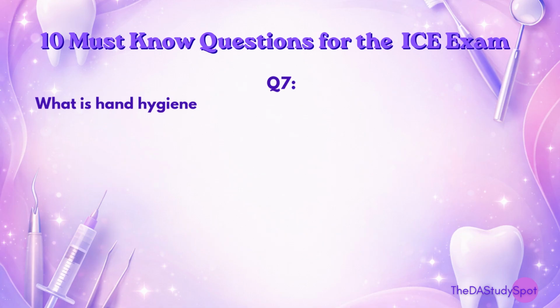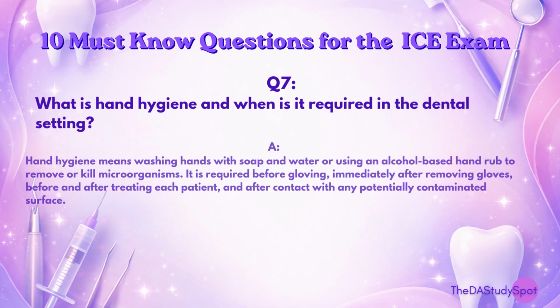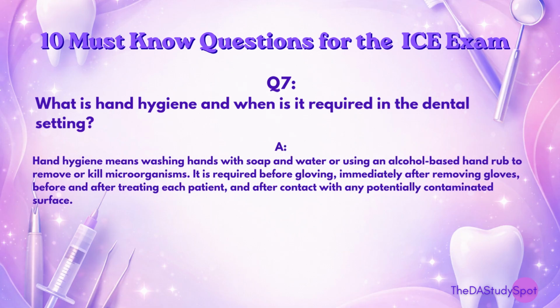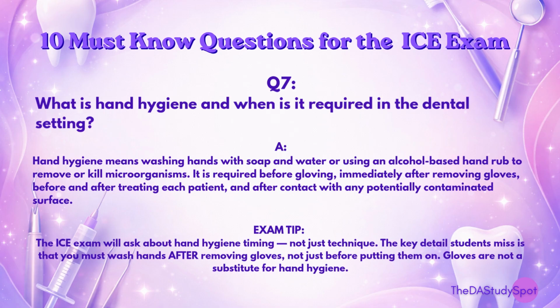Question 7. What is hand hygiene and when is it required in the dental setting? Hand hygiene means washing hands with soap and water or using an alcohol-based hand rub to remove or kill microorganisms. It is required before gloving, immediately after removing gloves, before and after treating each patient, and after contact with any potentially contaminated surfaces.